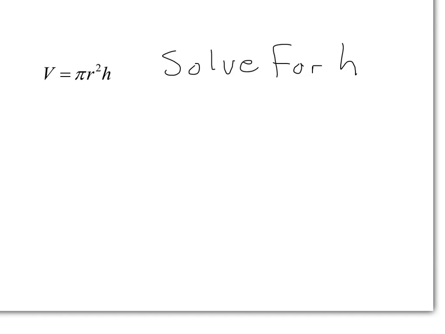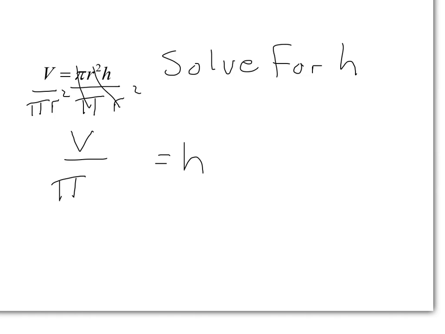So h is multiplied by pi times r squared. So what I'm going to do is just divide each side by pi times r squared. Same over here. And these all cancel out, so I get the h on one side by itself, which is what I want. And that equals the volume divided by pi r squared. That's all there is to it.